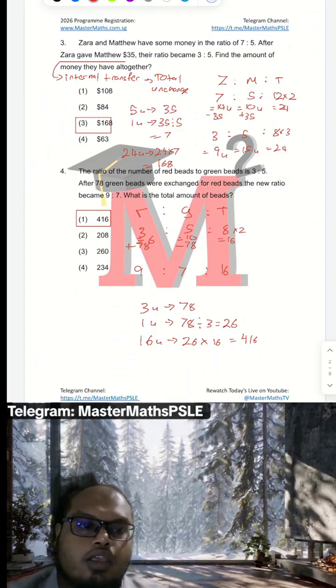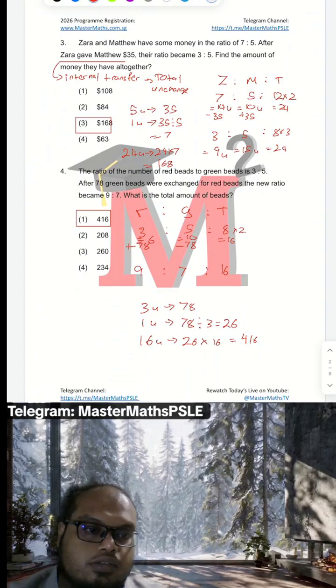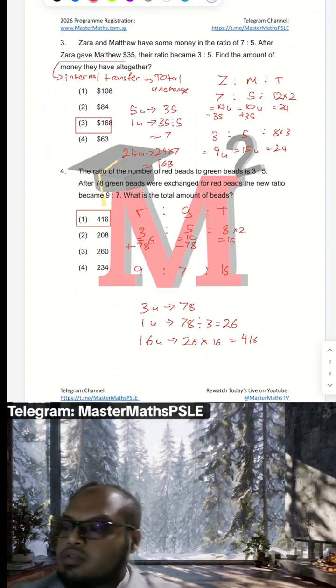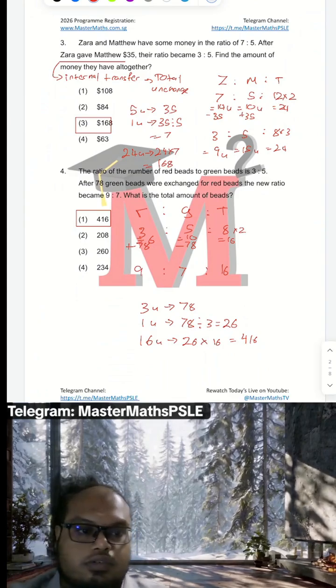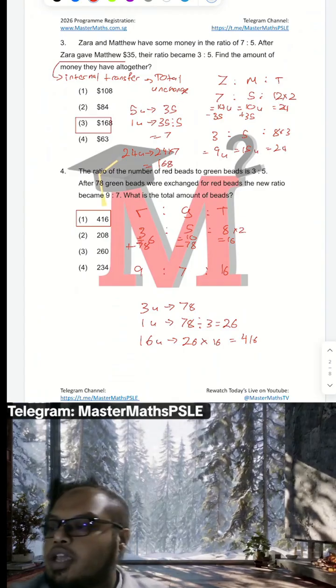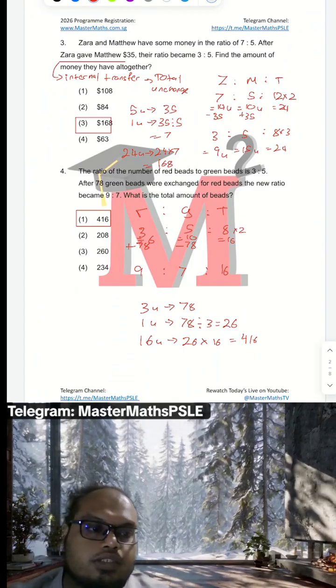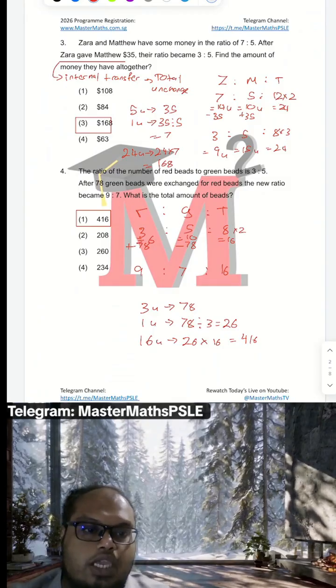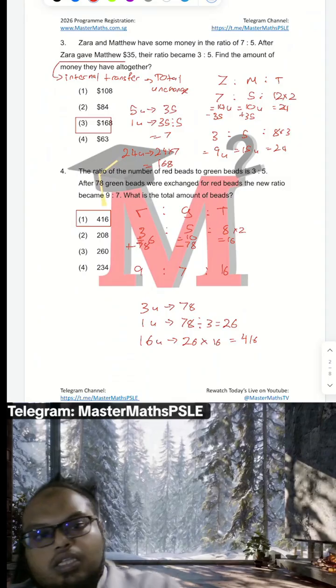Okay. Any other question? Anyone else copying? If not, I can go to question 2 already. The last 2 questions for today.